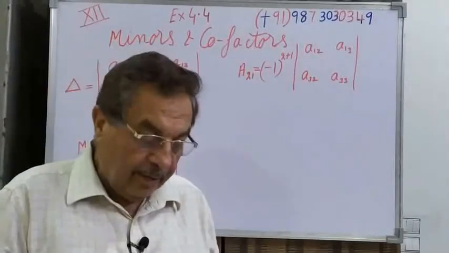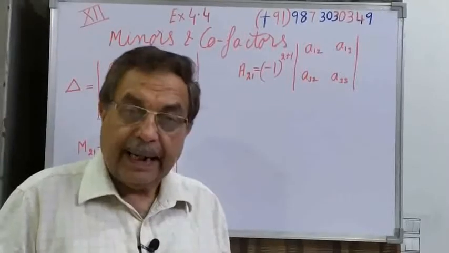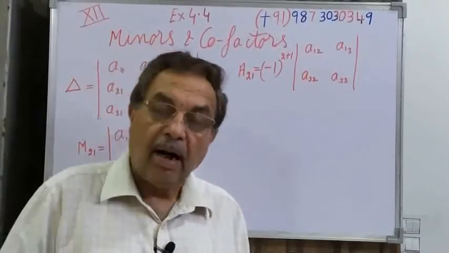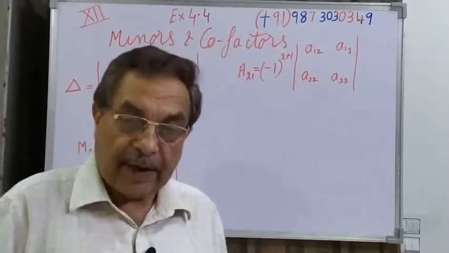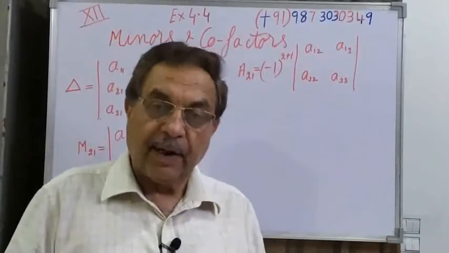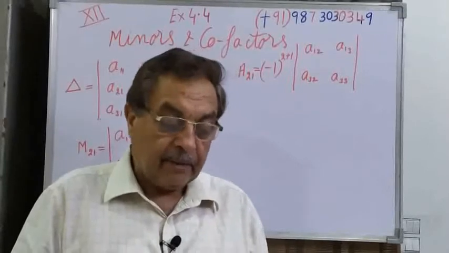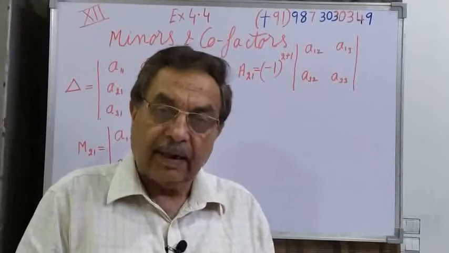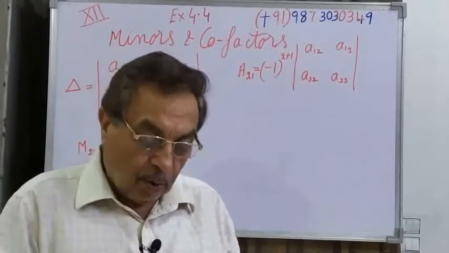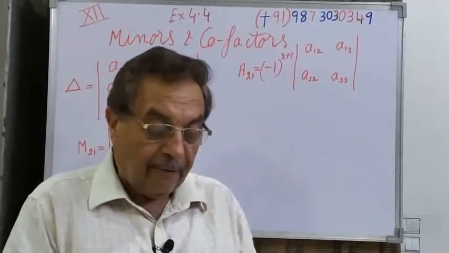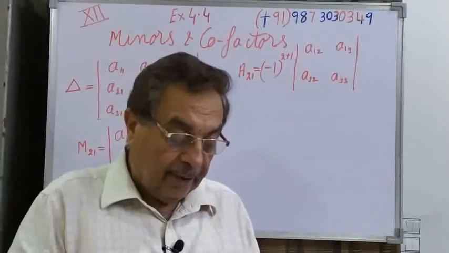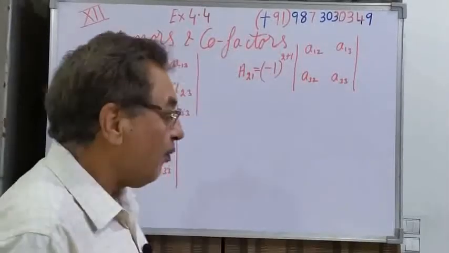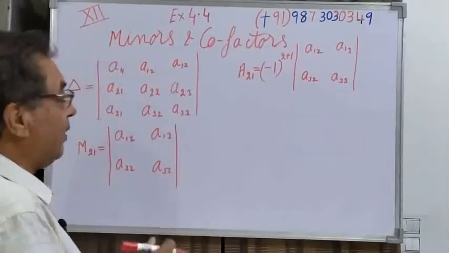Now today we will study the next topic of the determinant, that is finding the minors and the cofactor of any of the element of a determinant. What are the minor and what are the cofactors of any element of a determinant? So first of all, I will tell you what is a minor of a determinant.